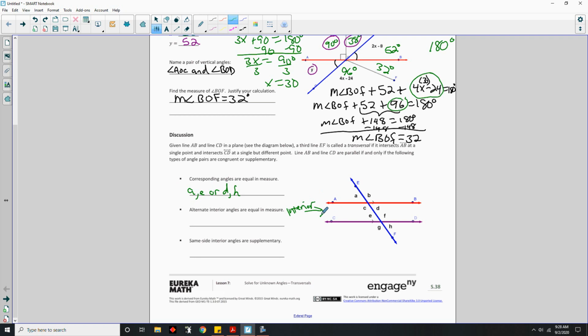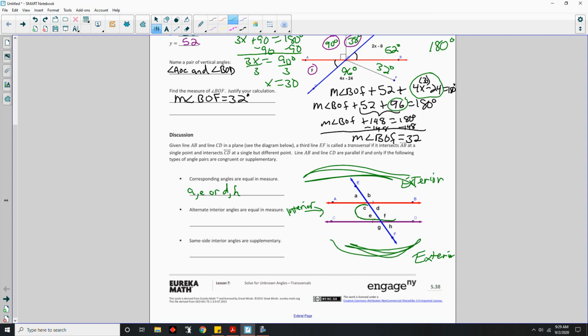The interior is in between the parallel lines. This is my exterior. All of this up here and all of this down here is also exterior. Got it? Interiors are in between the parallel lines, exteriors are above the upper parallel line, and the other exterior is below the bottom parallel line. So, alternate interior.